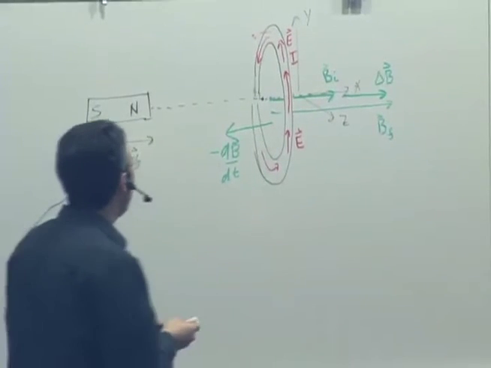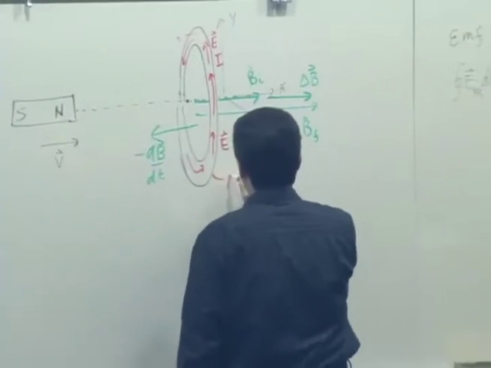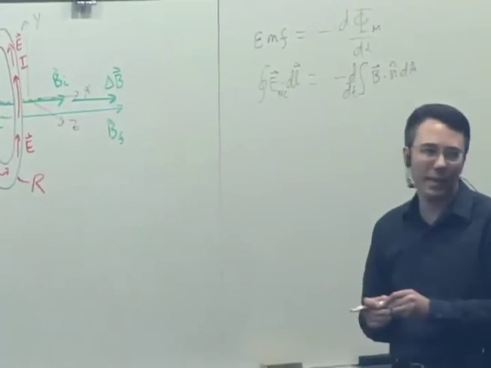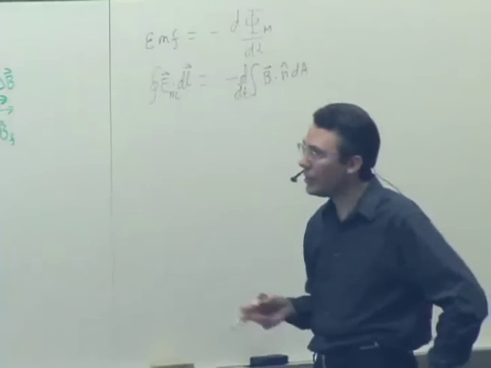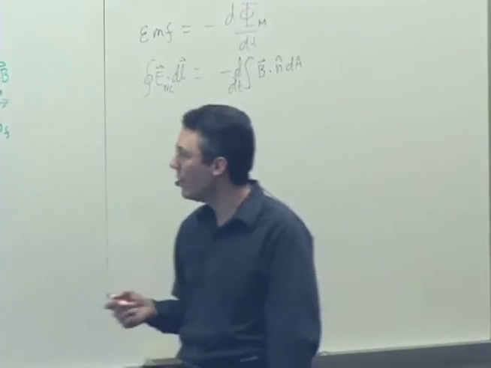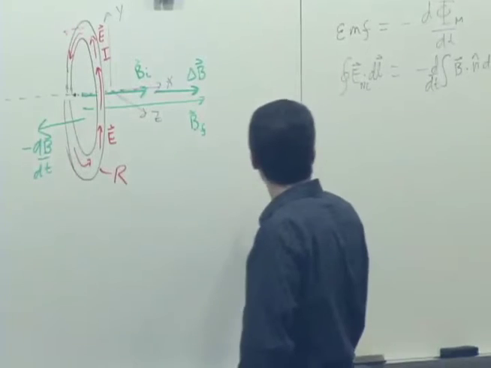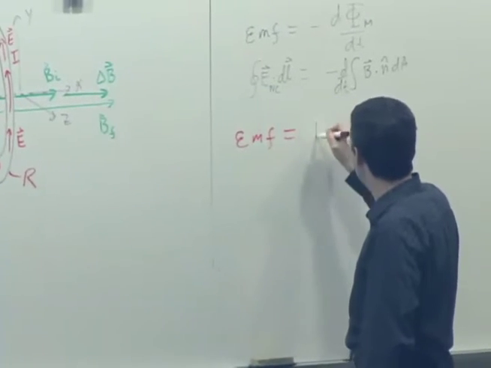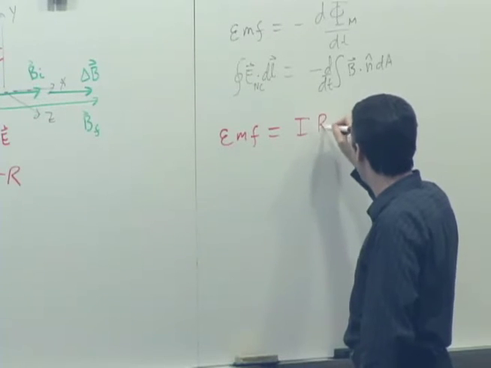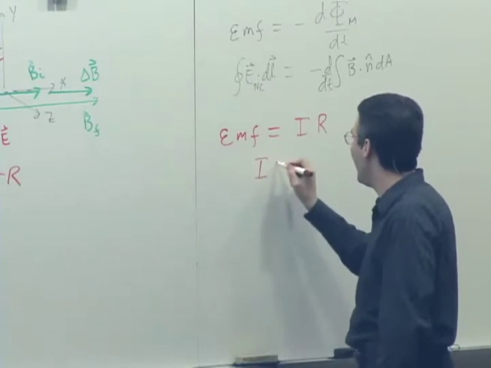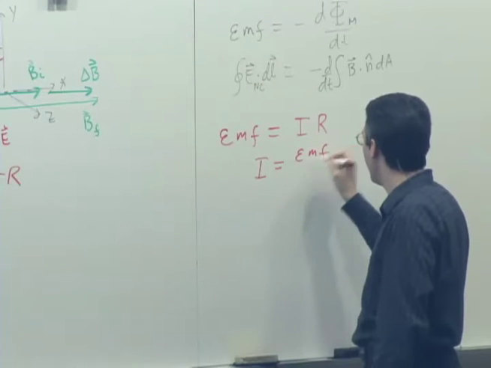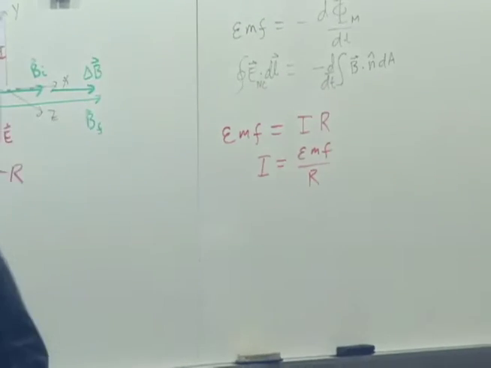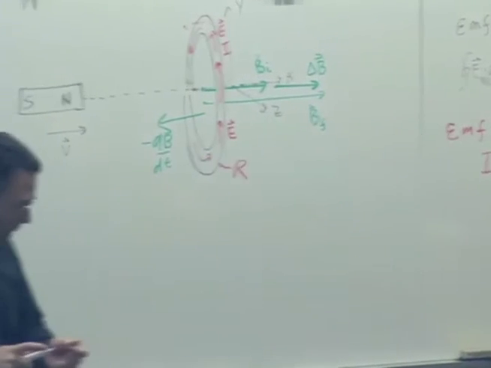If we knew the resistance of this ring, if this is some metal bar that has some conductivity, and we know the length and the cross-section area, we could find the resistance, and then we could say that the EMF that's induced is equal to the conventional current times the resistance. And so we could find the conventional current in this ring by saying it's EMF over R. Okay. So we could calculate this.